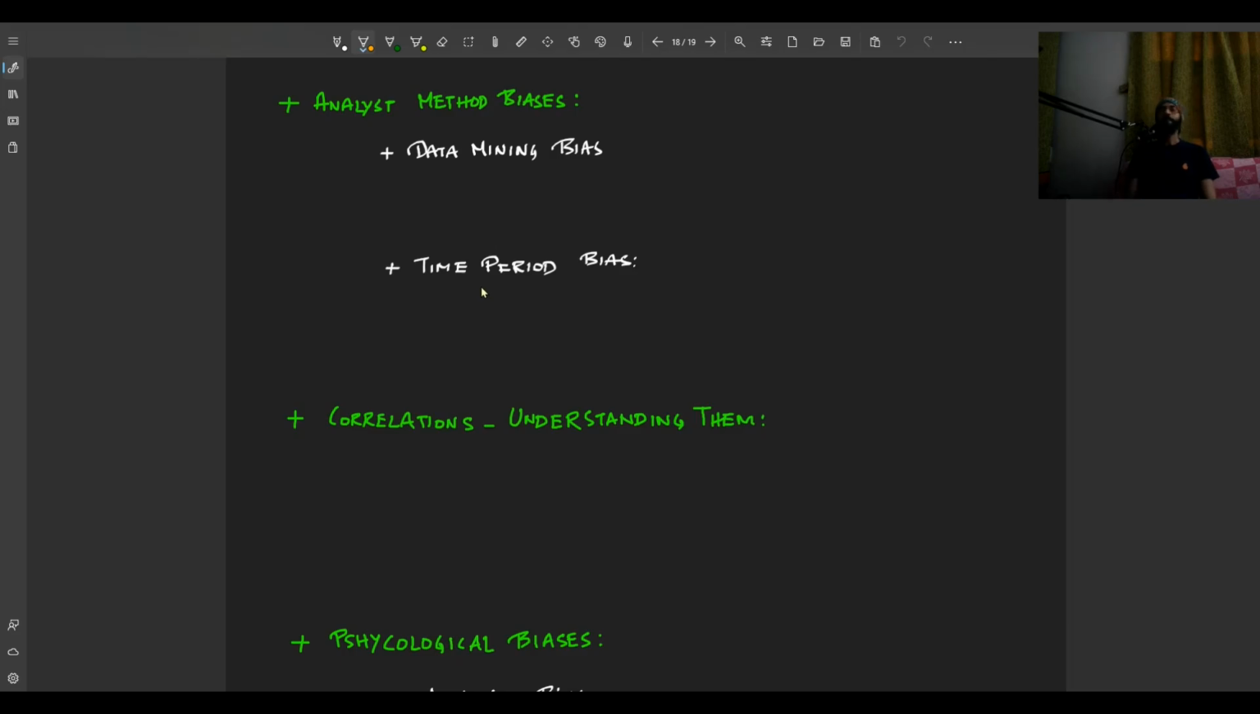Analysts can sometimes be biased in their methods. Now, those biases can be majorly of two kinds. One is data mining bias. Let's say an analyst is trying to create a quant model which will predict the stock prices, and it has 100 variables in it.